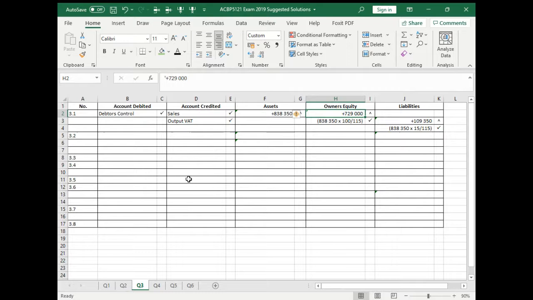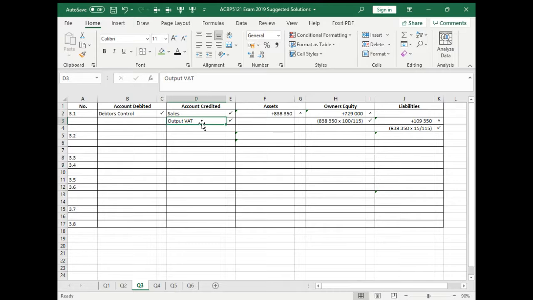Then sales falls under owner's equity, but it increases your owner's equity, so that's why we've got a positive. But I need to remove the VAT amount from it. So that's why I multiply the amount they've given to us with 100 over 115 to remove the VAT component. So you would have received the mark for the calculation and half a mark for showing the correct amount in owner's equity.